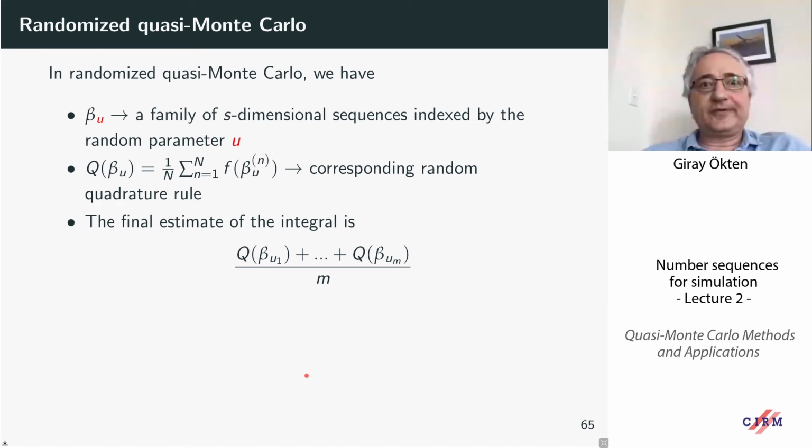So just to summarize, in randomized quasi-Monte Carlo, we start with beta, and we are able to randomize that. So I'm going to write this as beta subscript u. U is some random parameter. So every time you get a sample from u, you obtain a new sequence. And then I'm going to define this function. This is really a random variable, theta of beta u, as the average of my function on the elements of beta u, the first capital N terms.